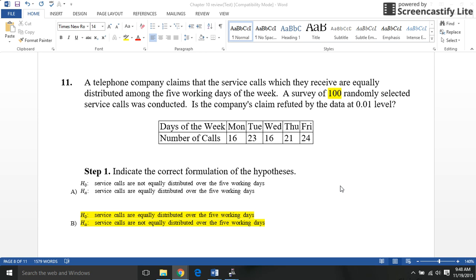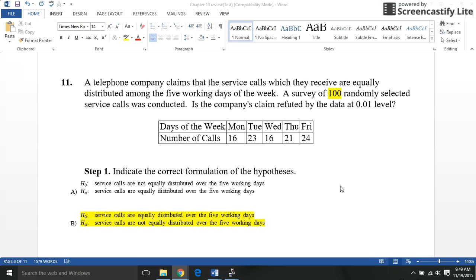A telephone company claims the service calls which are received are equally distributed among 5 working days of the week. A survey of 100 randomly selected service calls was conducted. Is the company's claim refuted by data at the 0.01 level? So what we see here is we have categories, which are days of the week, and the number of calls they received. The company believes that they are equally distributed over five days.